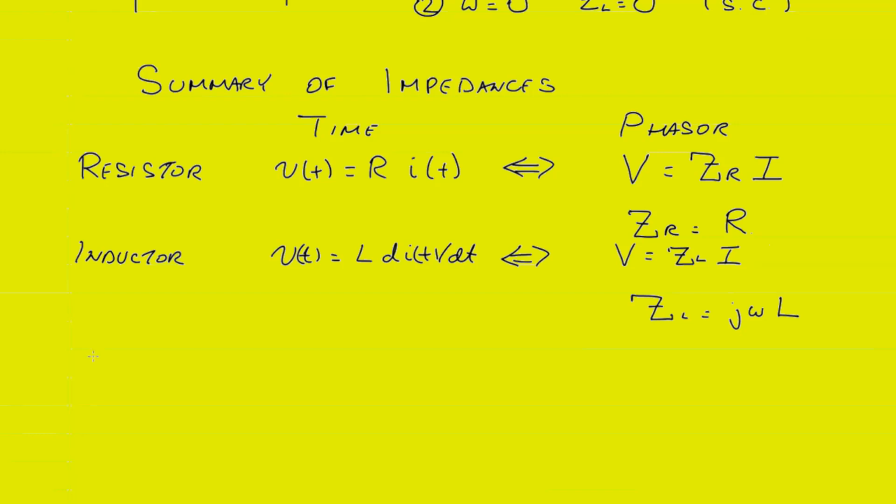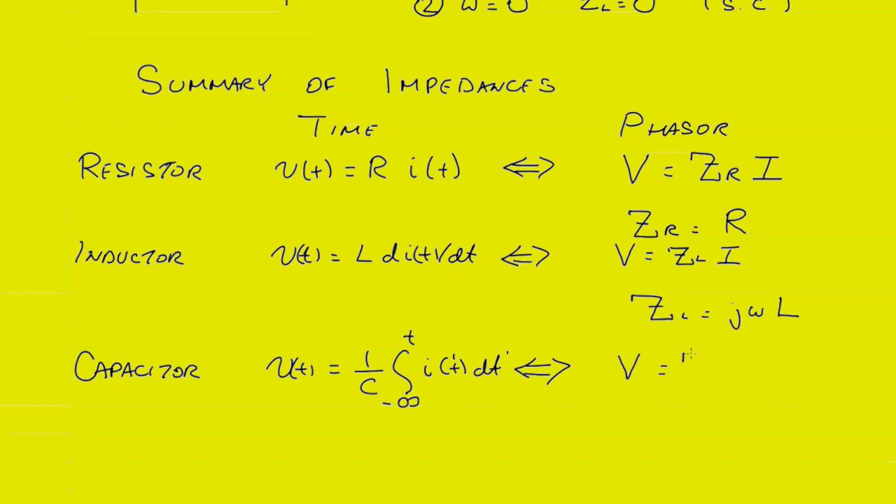And for our last component, the capacitor, our voltage v of t is equal to 1 over C times the integral of our current i of t dt from minus infinity to the desired time. When we transform this one to the phasor domain, we find that the voltage will be equal to the capacitive impedance, ZC, times the current, and ZC, as we've just found, is equal to 1 over j omega C.